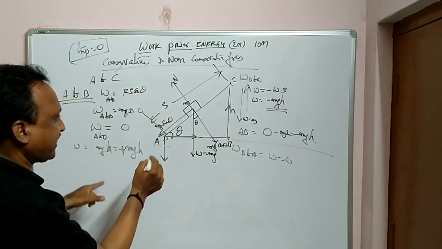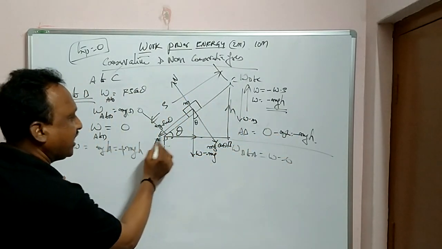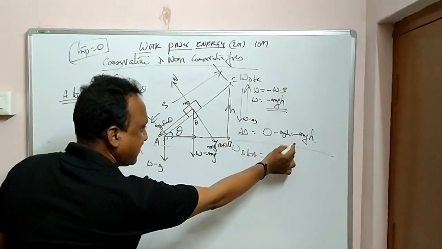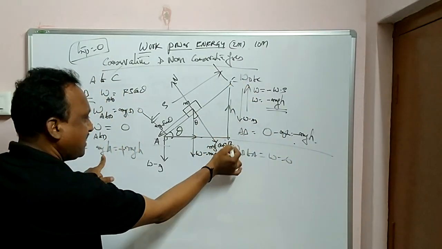So what is the total trip work done? Minus mgh, A to B 0, B to C minus mgh, C to B plus mgh, B to A 0.